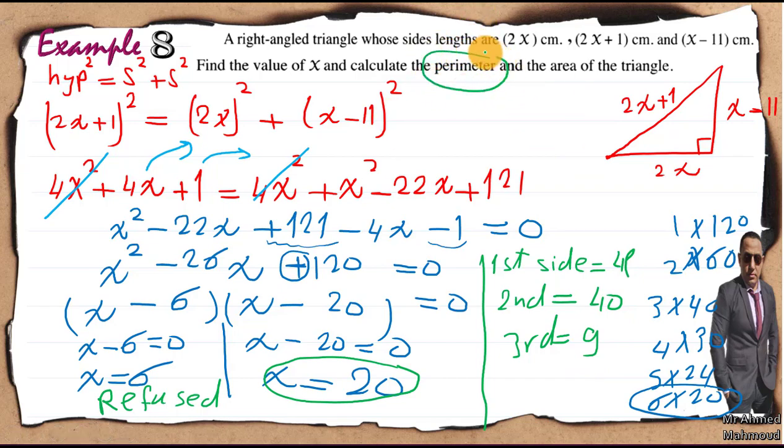The perimeter equals side plus side plus side, and the area equals half times base times height, half times 2x times x minus 11. And this is the end of the lesson.